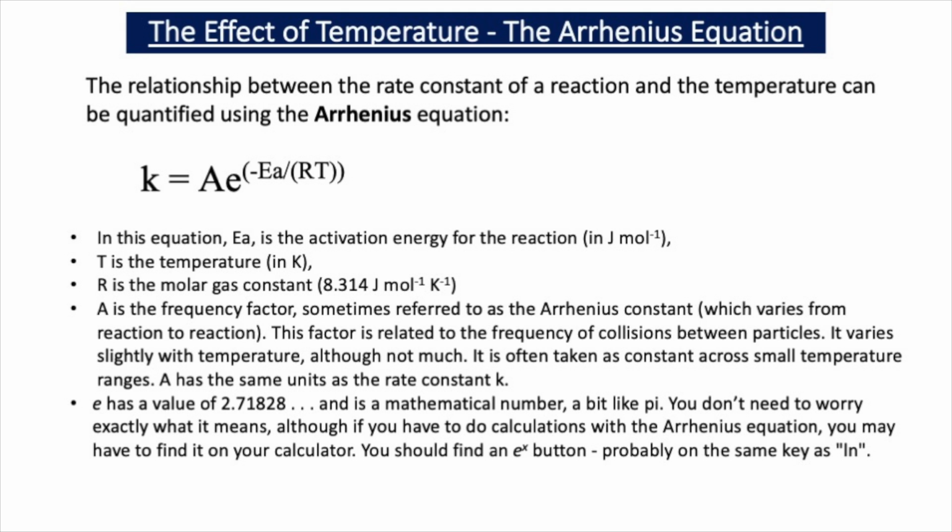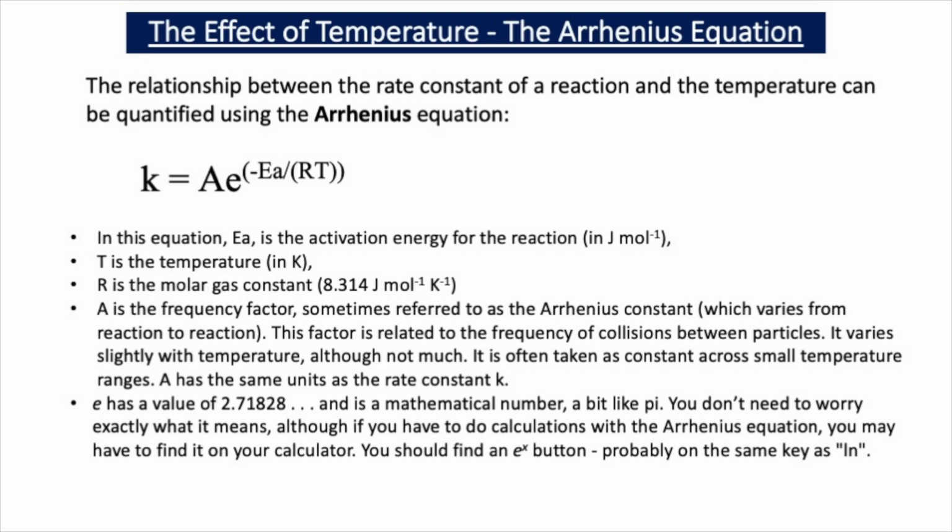So the relationship between the rate constant of a reaction, K, and the temperature can be quantified using the Arrhenius equation. And the Arrhenius equation can be expressed as follows. K, the rate constant, is equal to A e to the minus EA over RT. Now in this equation, EA is the activation energy for the reaction, and when using this equation, the activation energy needs to be in joules per mole.